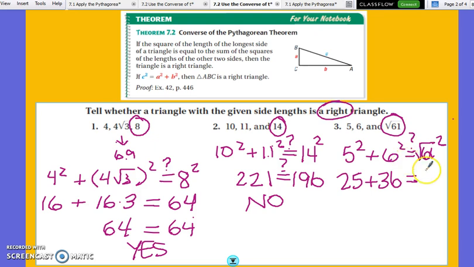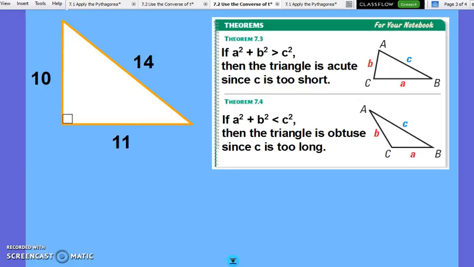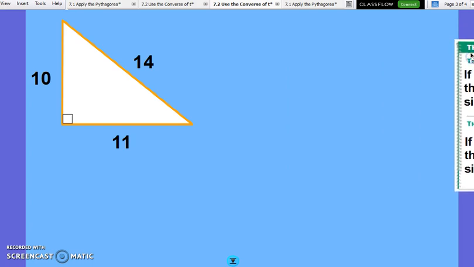We're checking to see if those are equal. The square root of 61 squared would just be 61. And we got another yes. We can actually take this one step further. I'm going to save this theorem for later, but let's look at this example.